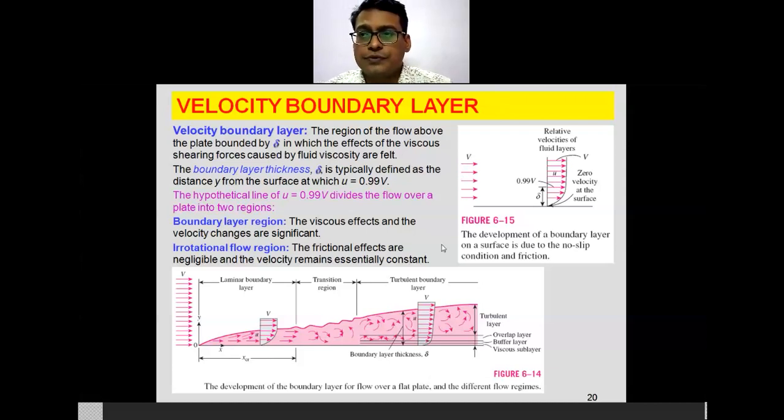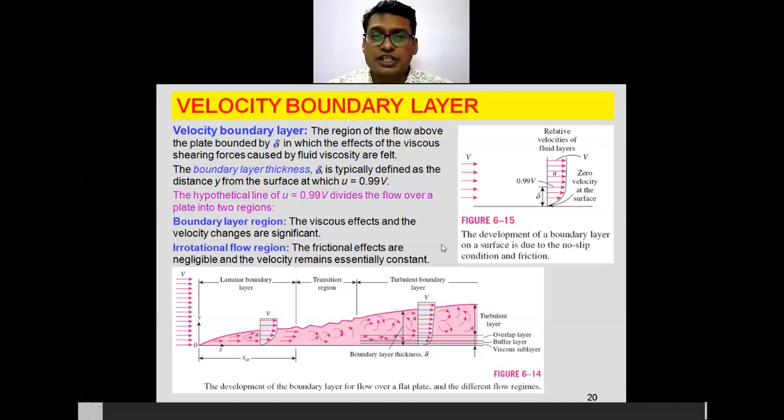Dear students, I welcome you to today's lecture on the boundary layer concept in convective heat transfer phenomena. All of us have studied the fluid mechanics subject, and here we are applying those basic concepts of fluid mechanics to heat transfer, specifically for the pipe as well as for the flat plate.